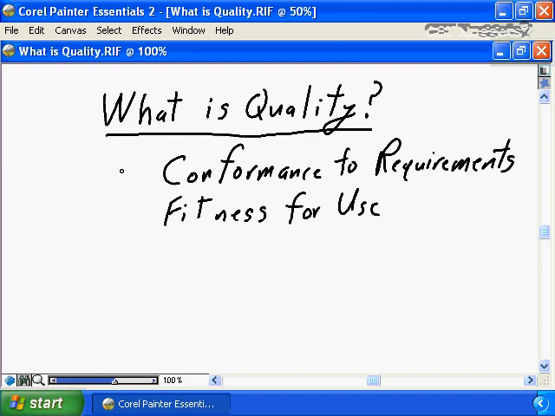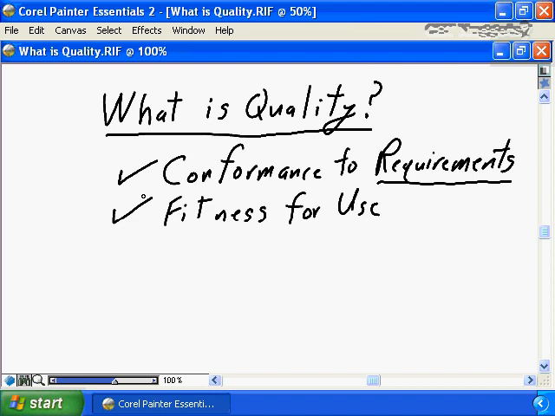And the PMBOK guide defines quality as conformance to requirements. If your project delivers the end product that satisfies the requirements as stated for the project, i.e. that satisfies the scope statement, that you deliver each and every component that's defined in the scope statement, then you have delivered a quality project because it conforms to the requirements, provided it meets the second criteria as well, fitness for use.